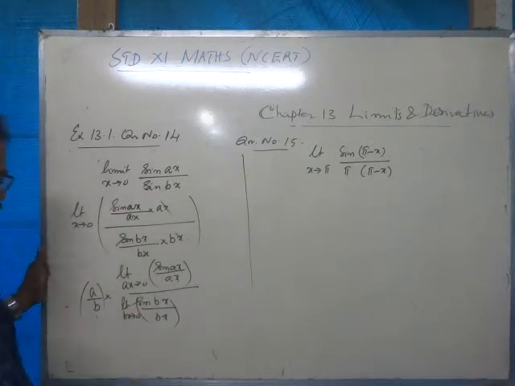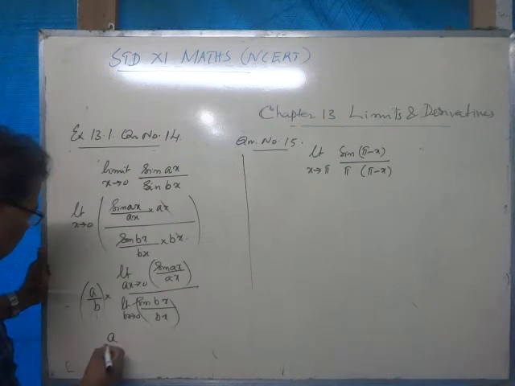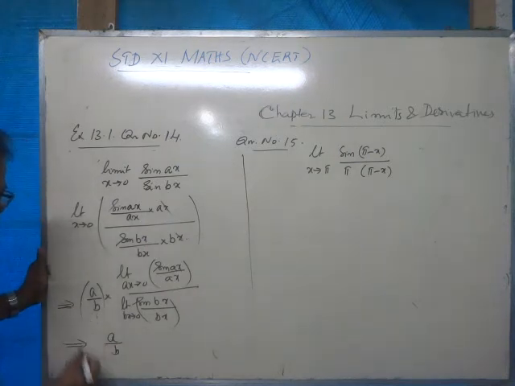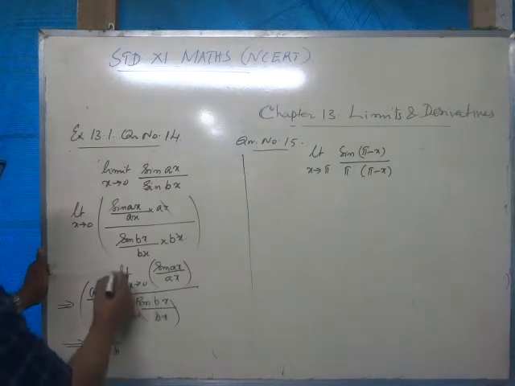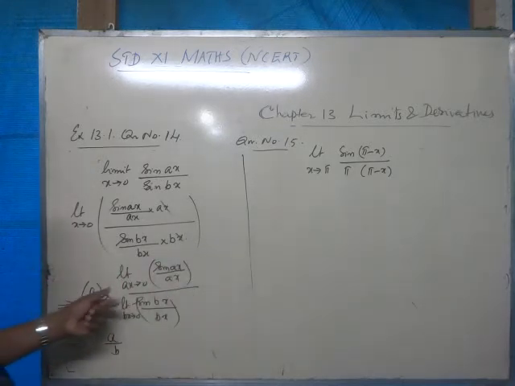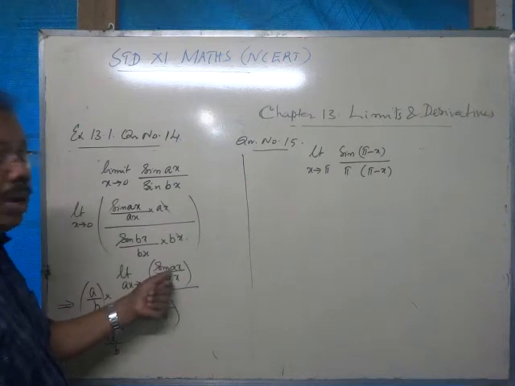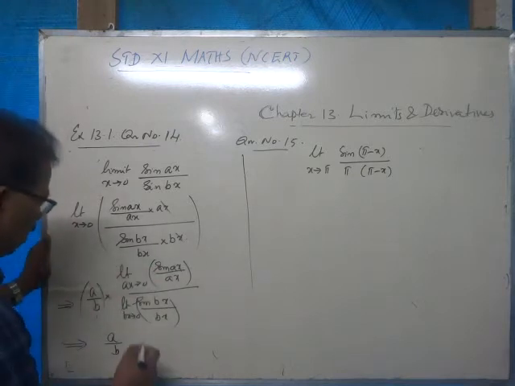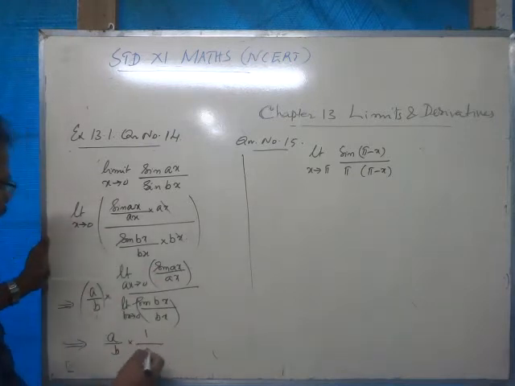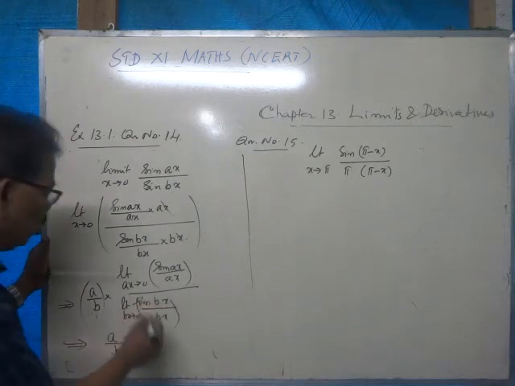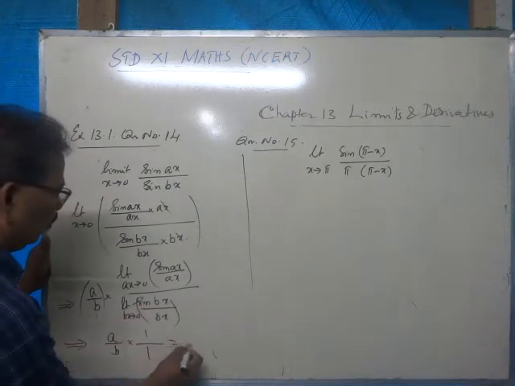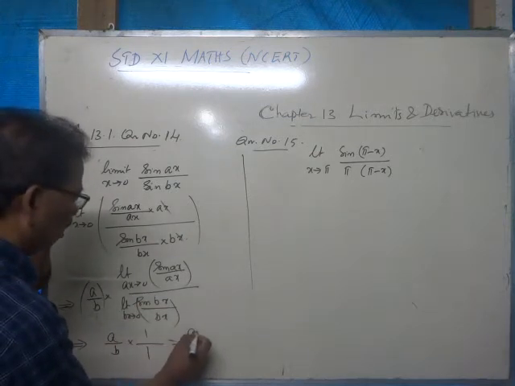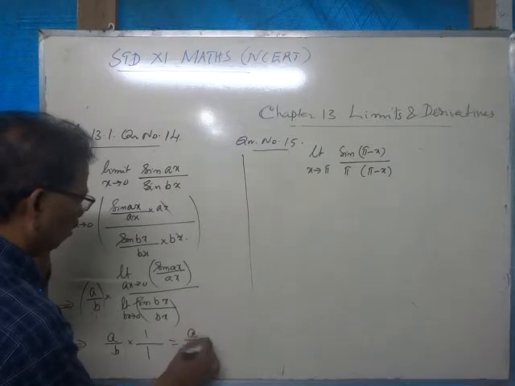Now a by b into, here this is of the form limit x tends to 0 sin x by x. This is equal to 1. That is the case for denominator also, 1. Therefore, the answer is a by b.